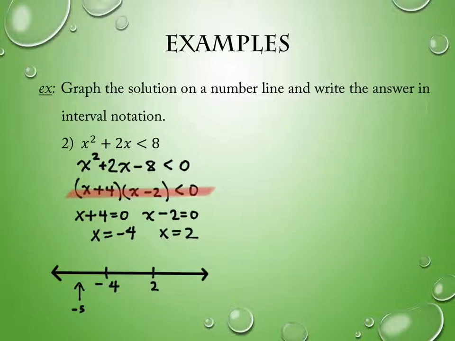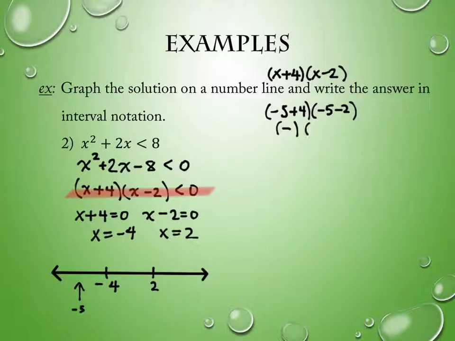So if I'm choosing to put it into x plus 4, x minus 2, then I would have negative 5 plus 4 and negative 5 minus 2. So negative 5 plus 4, positive or negative? Negative. And negative 5 minus 2? Negative. And a negative times a negative is a positive. So this is positive. What number would we like to pick between negative 4 and 2?